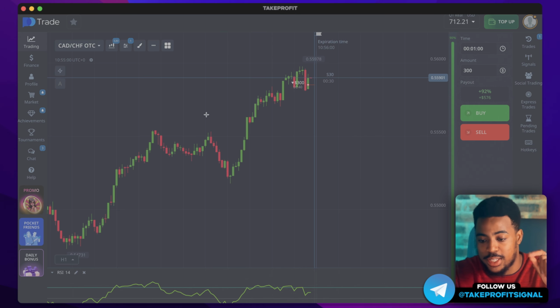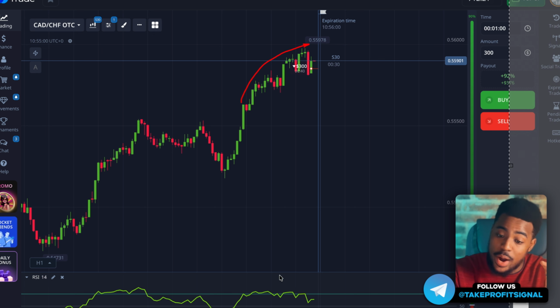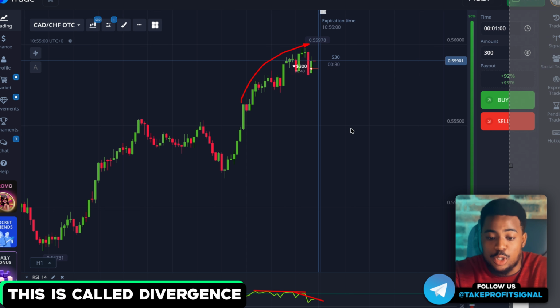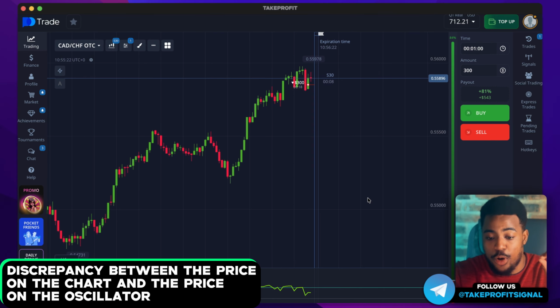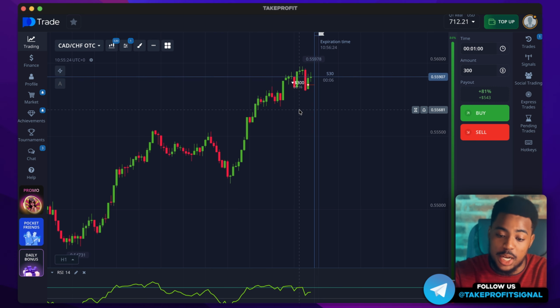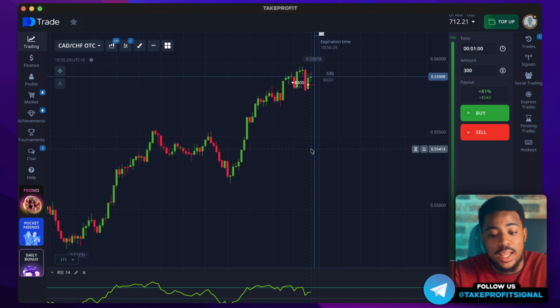Pay attention to the price on the chart recently. You can clearly see that the price is rising. However, if we look at the RSI indicator, it is not only not rising, it is actually falling. Thus, the price is rising while the indicator is falling. This is called divergence. That is, there is a discrepancy between the price on the chart and the oscillator. If you see a falling RSI with a rising chart, it only means one thing: the price is gradually running out of strength.